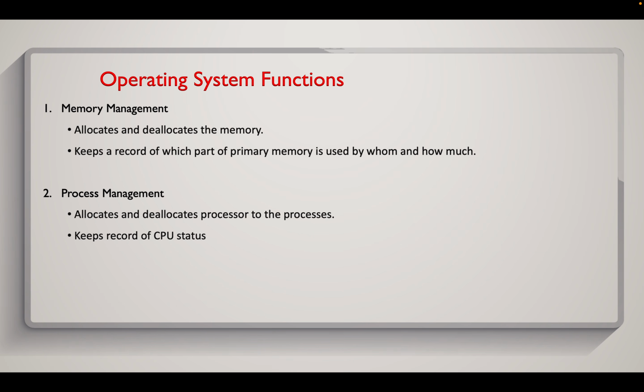Operating system function, the first one, memory management. It allocates and deallocates the memory. Keeps a record of which part of primary memory is used by whom and how much. Process management, it allocates and deallocates processor to processes. Keeps record of CPU status, whether the CPU is idle or not, and so on.